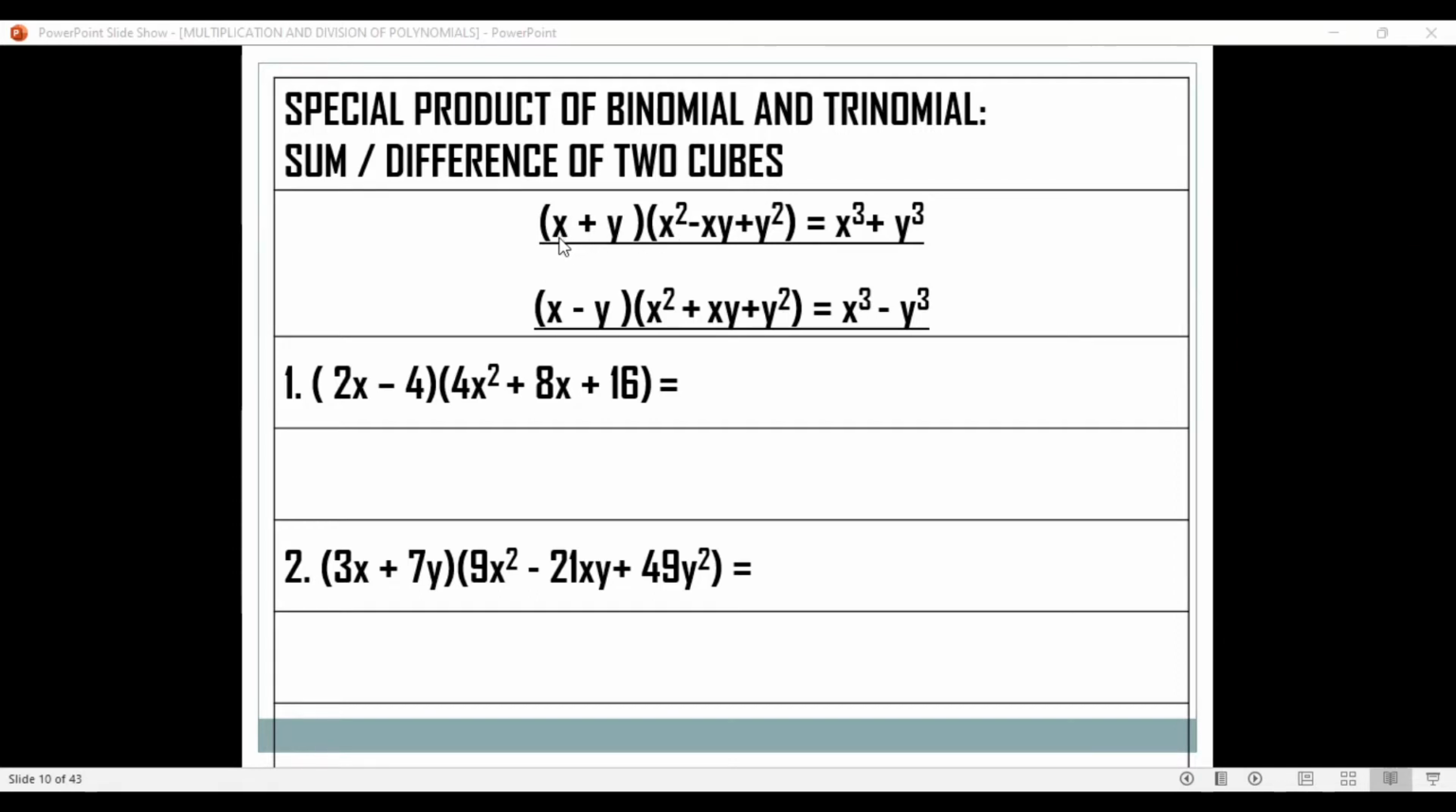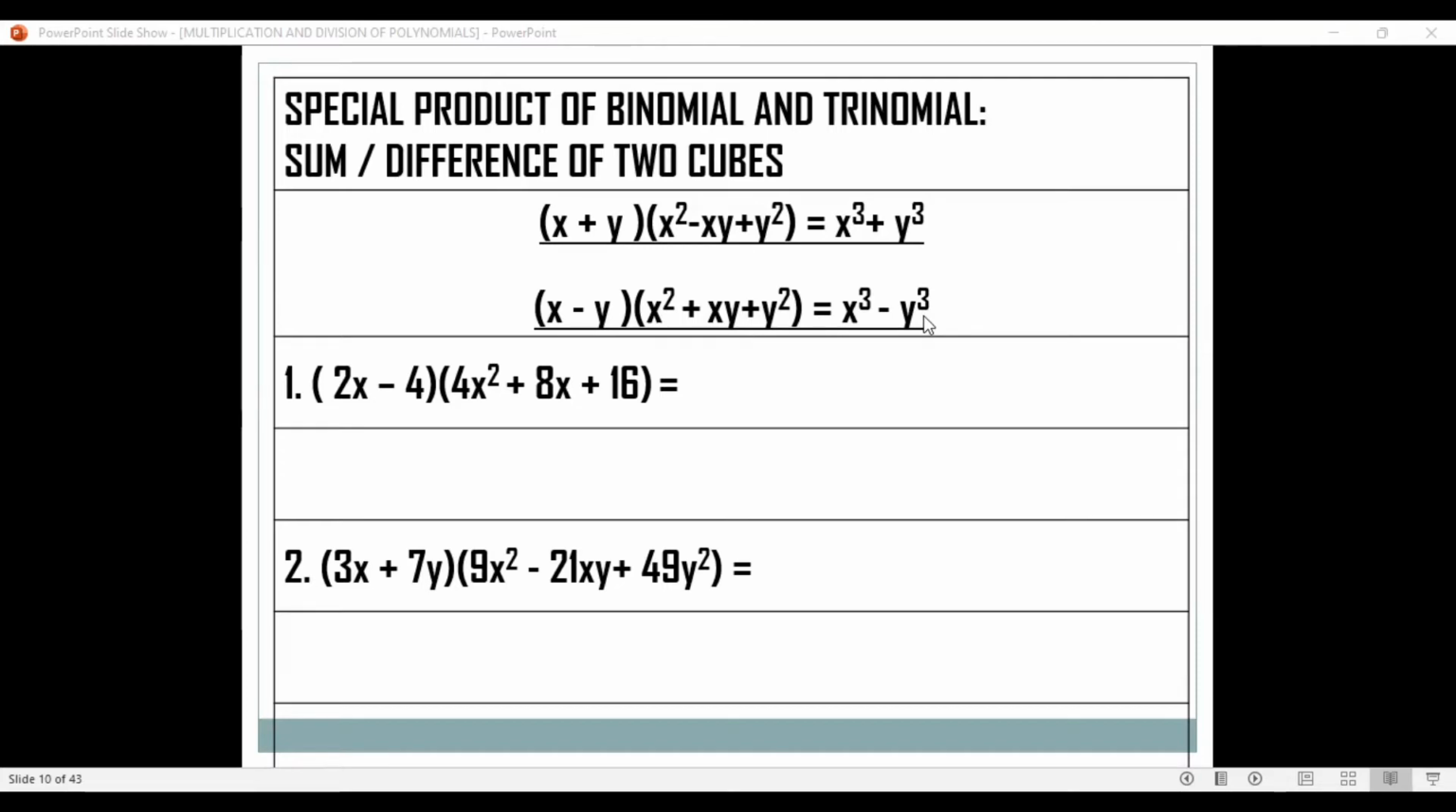The first factors that we have here are x plus y multiplied by x squared minus xy plus y squared, and it results in the sum of two cubes, which is x cubed plus y cubed. And in the second case, we have x minus y multiplied by the quantity x squared plus xy plus y squared, and this results in the difference of two cubes, so x cubed minus y cubed.